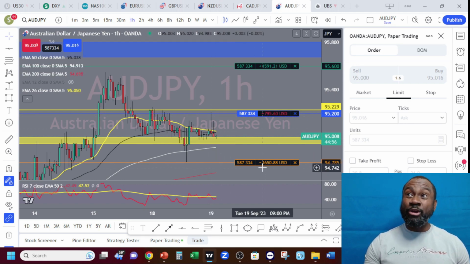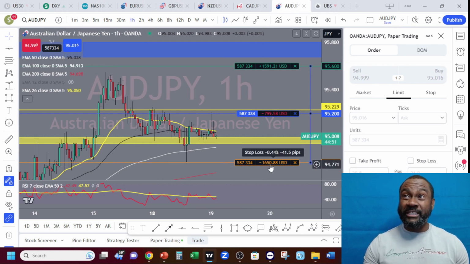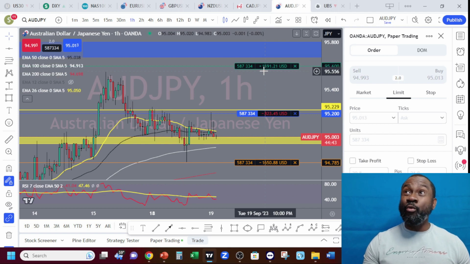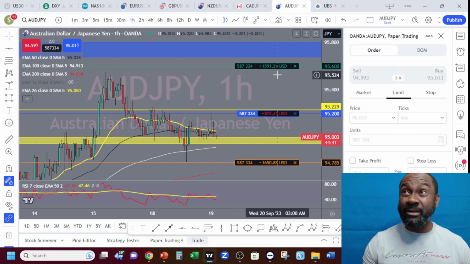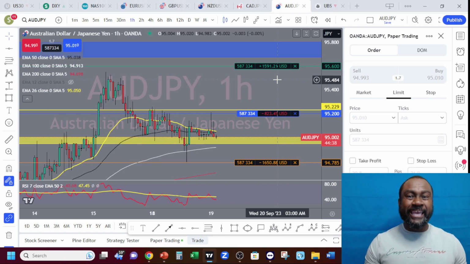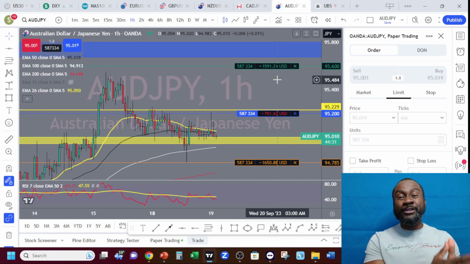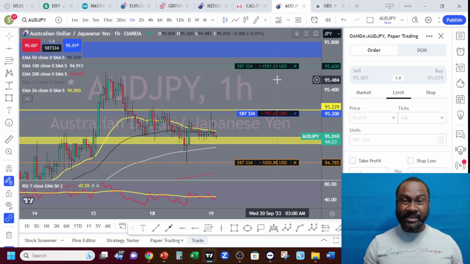You see, if I lost that trade, I'm risking $1,650. What if I win that trade? If I win it, I will make $1,591. That means my risk is bigger than my reward. That means I have a 1.2 to 1, 1.2 risk to 1 reward. That's not good. Your risk management should be better than this.